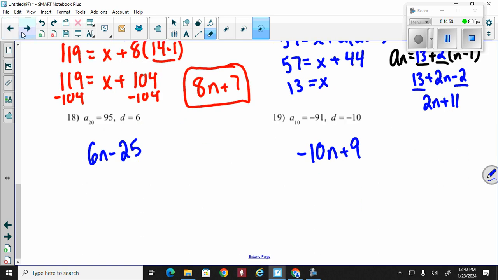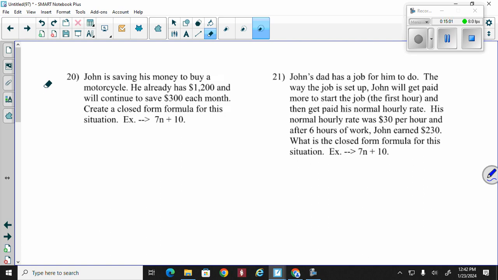All right, moving on. So John is saving his money to buy a motorcycle. He already has $1,200 and he will continue to save $300 each month. Create a closed form formula. So it says he already has 1,200, so that's going to be our first term. a of 1 is equal to 1,200. He's continuing to save $300 every month. That's going to be our common difference, which is 300.